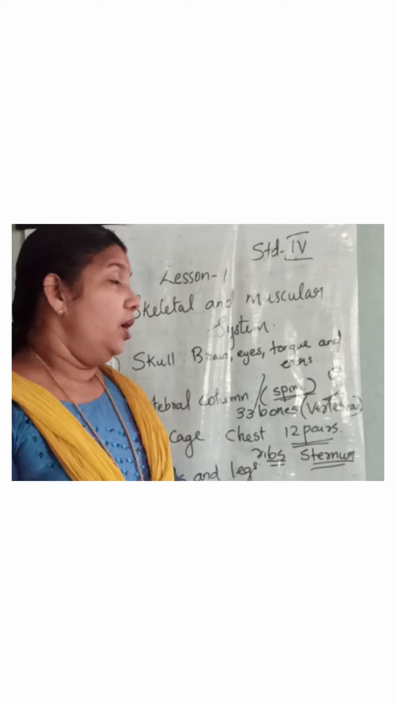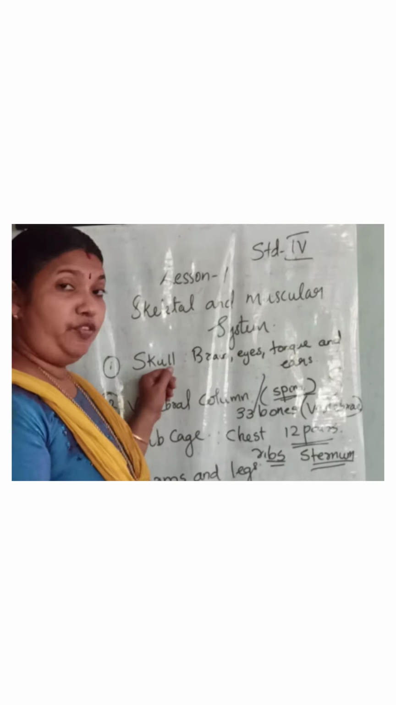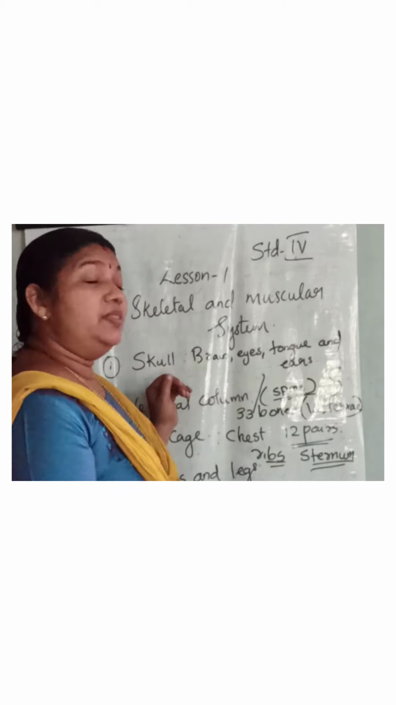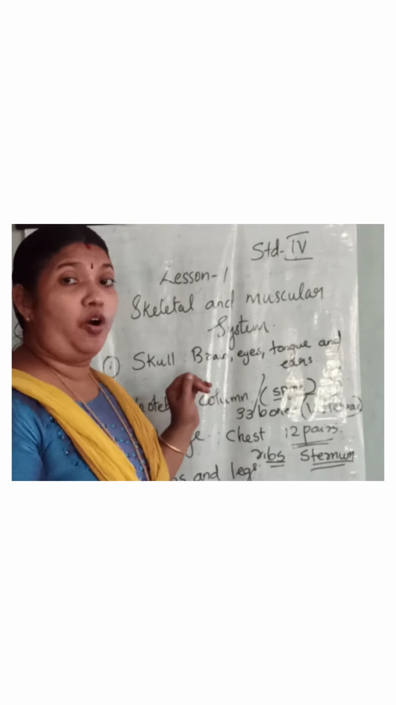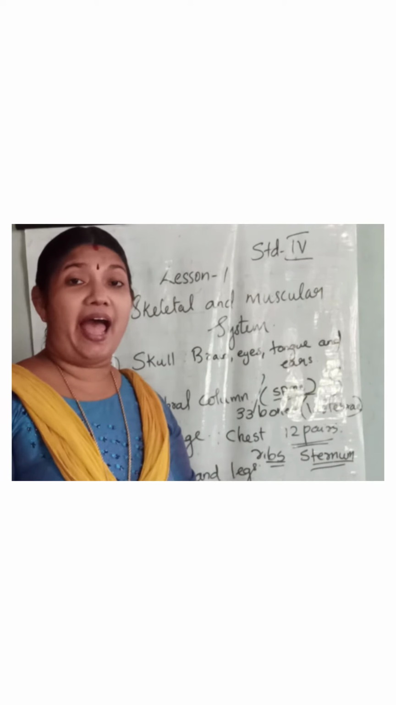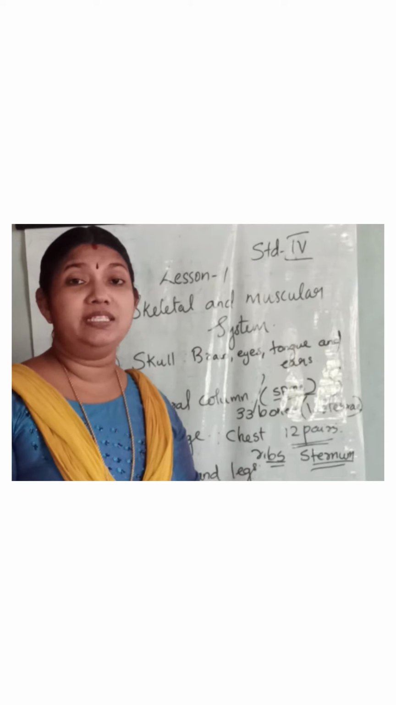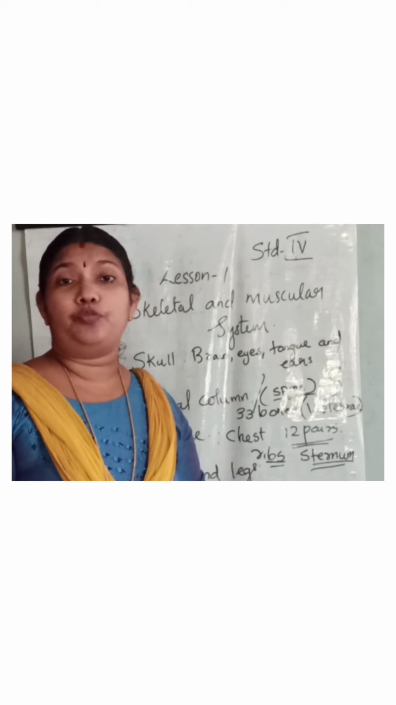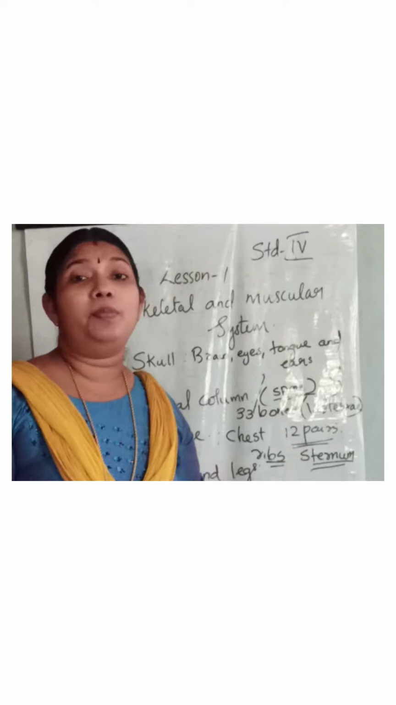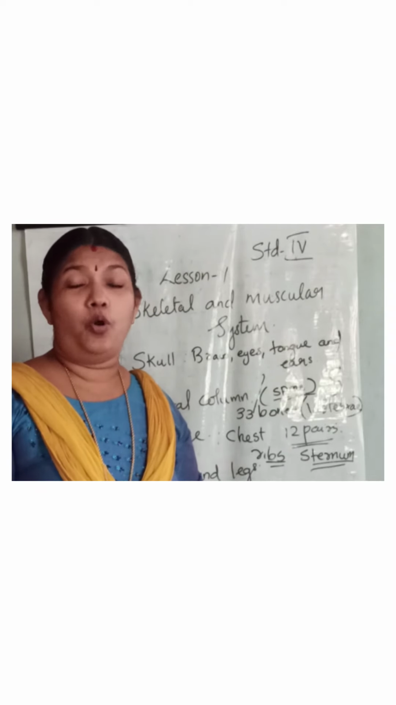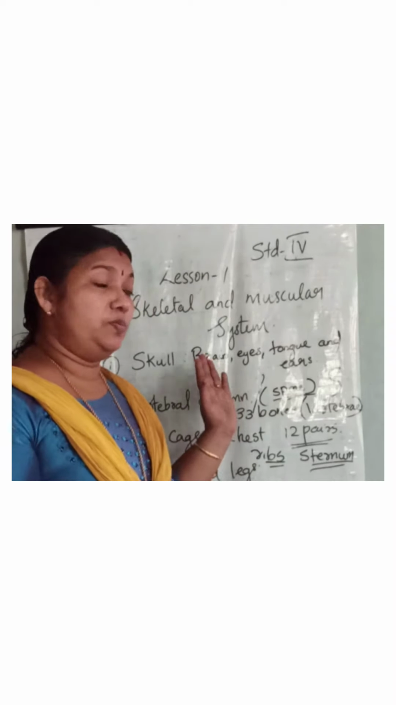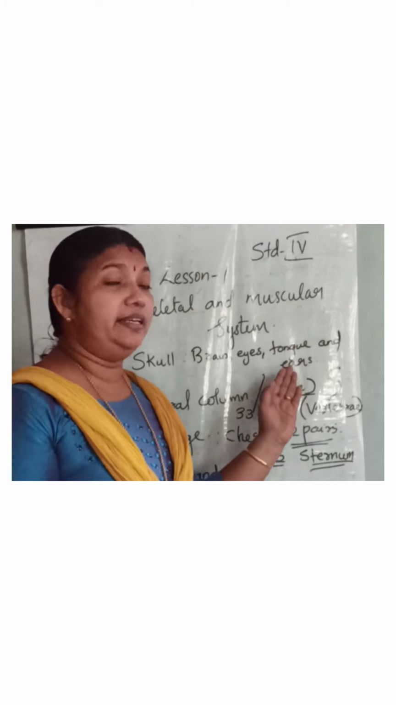So once more, first is the skull. The first part of the skeletal system is the skull. The skull is the bony framework of the head, which consists of flat, strong and heavy bones, and these bones join together to form immovable joints. The only movable bone is the lower jaw bone, and the skull protects the brain, eyes, tongue and ears.